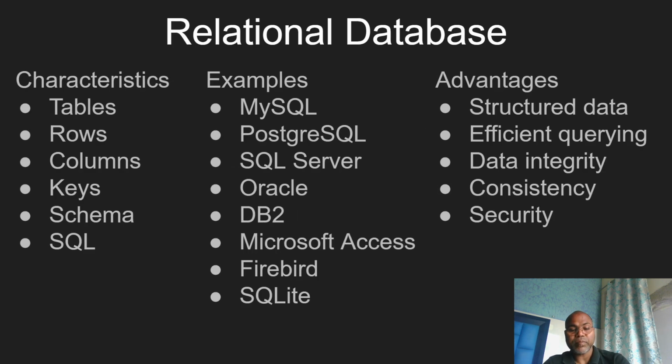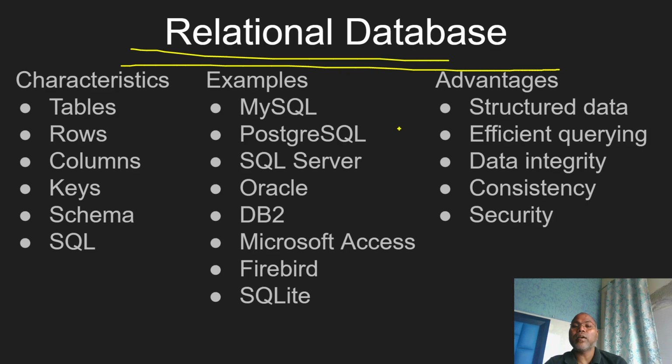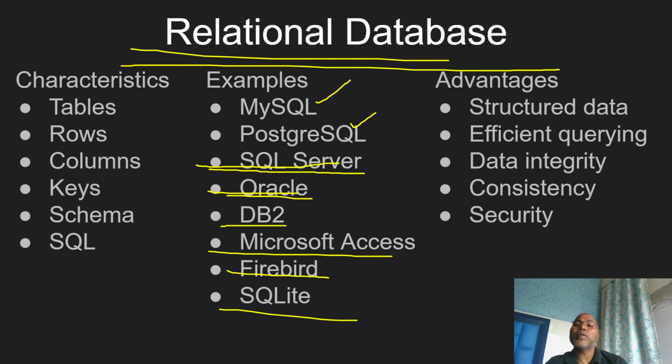For example, when you talk about relational databases, there are lots of relational databases like MySQL, PostgreSQL, Microsoft SQL Server, Oracle Database, DB2, Microsoft Access, Firebase, SQLite. All of them offer relational database features like normalization, relationships, integrity, and ACID properties. All relational databases maintain data in a particular tabular format.